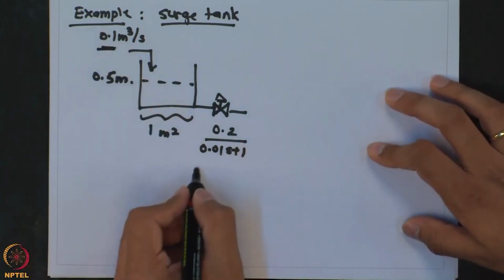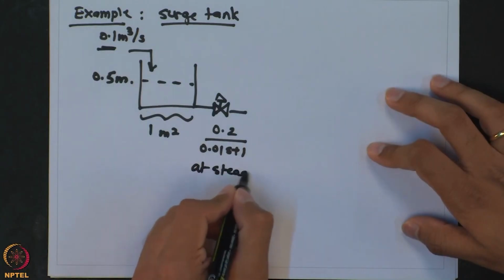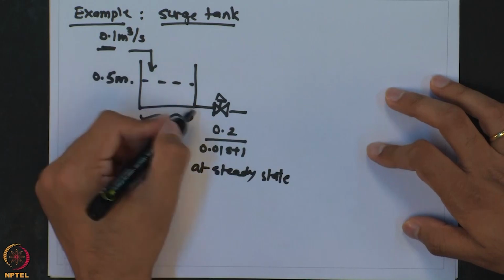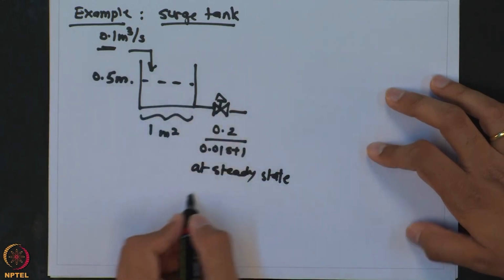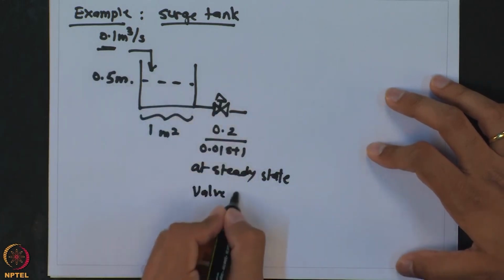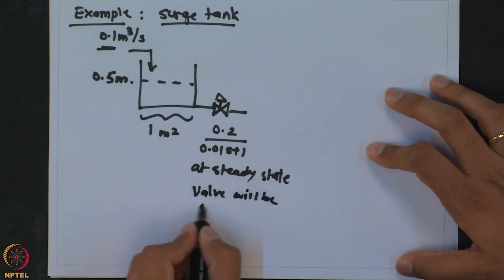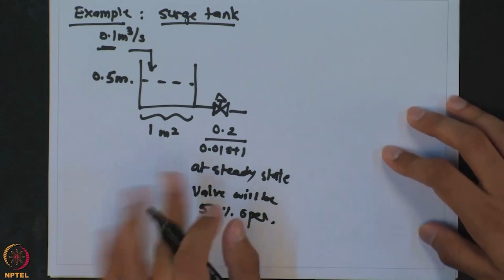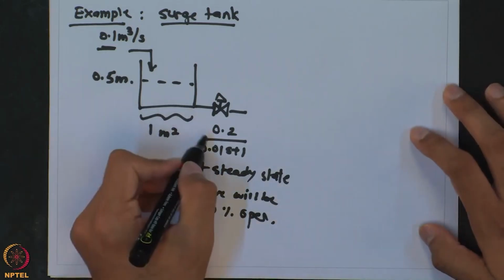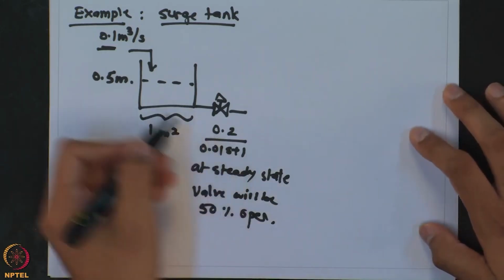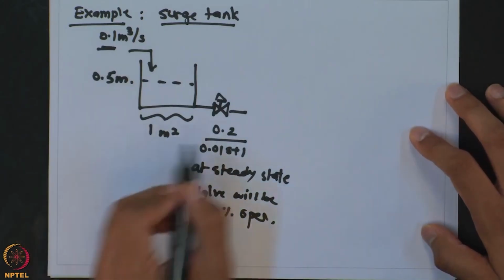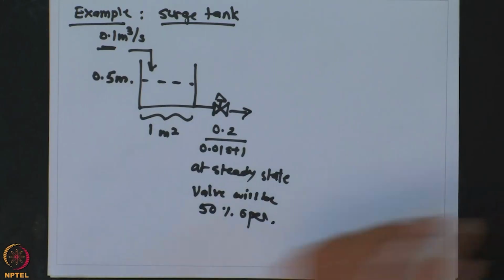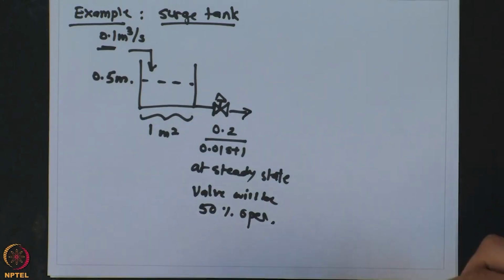So, by that, at steady state, when inlet equal to outlet, the flow rate will be 0.1. So, the valve will be 50% open. We are considering a linear valve, so that the flow goes from 0 to 0.2. So, at 0.1 it will be around 50% open, and we have installed the PID, we have installed the PI control on this.